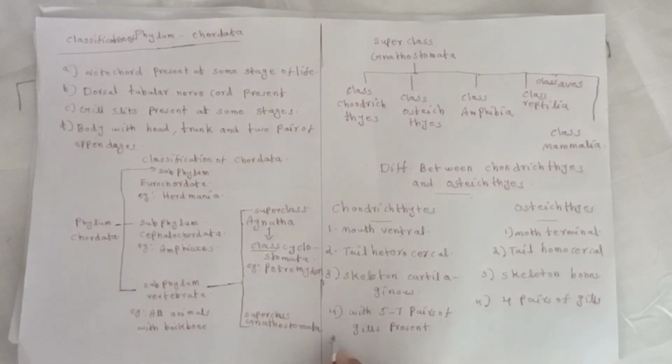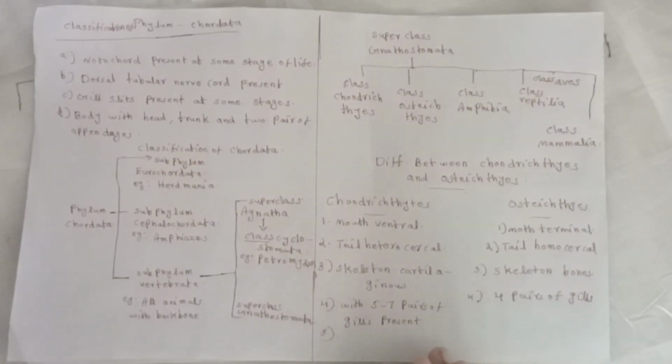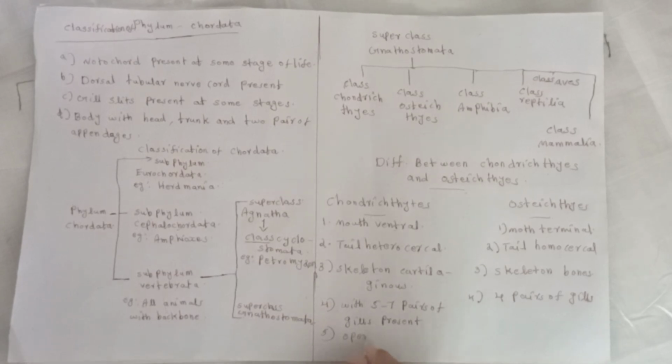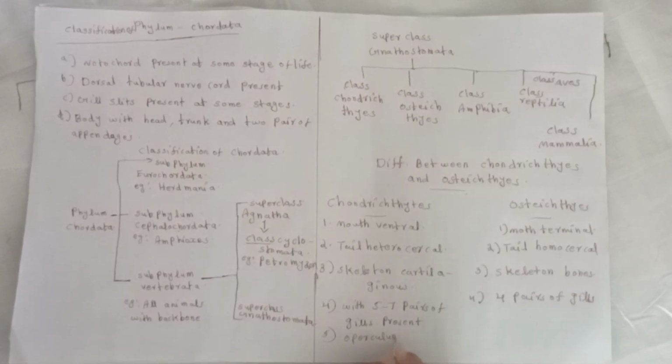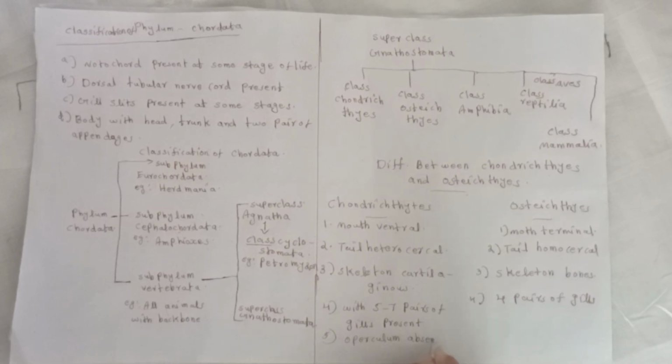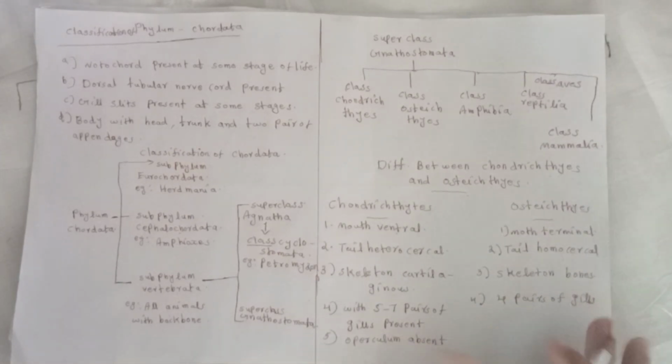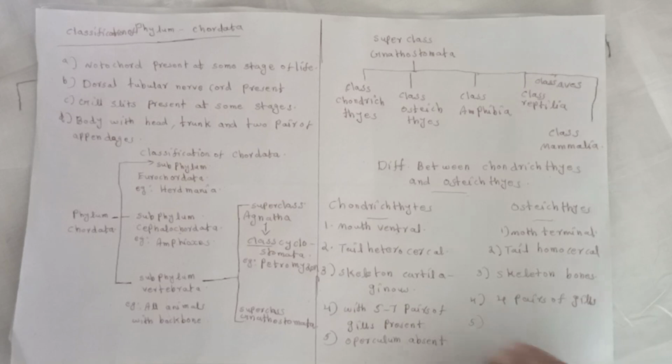In cartilaginous fishes, the operculum is not present. Operculum is absent in Chondrichthyes. In bony fishes, the gills are covered with an operculum. That means operculum is present.